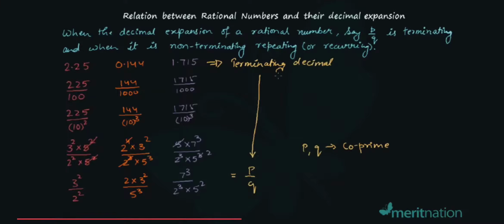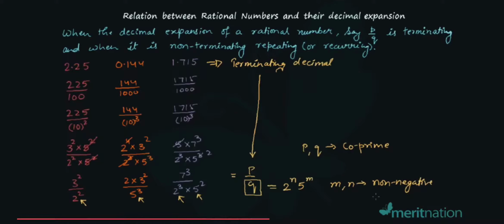So whenever terminating decimals are converted to p by q form, then the prime factorization of q, which is the denominator over here, will have powers of 2 or powers of 5 or powers of 2 and 5 both. Or we can say, we can write the prime factorization of q as 2 to the power n times 5 to the power m, where m and n both are non-negative integers.